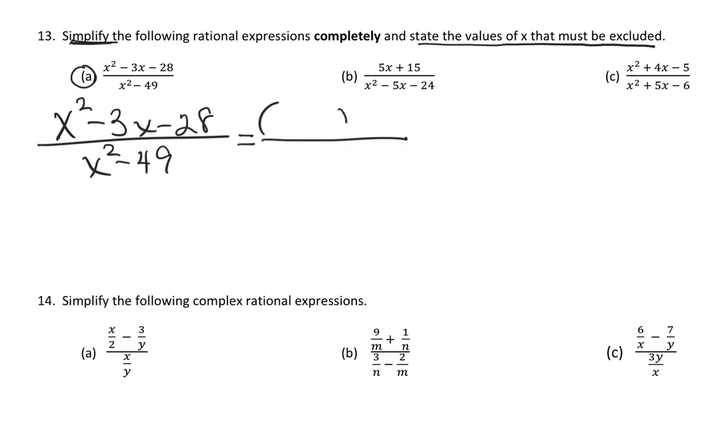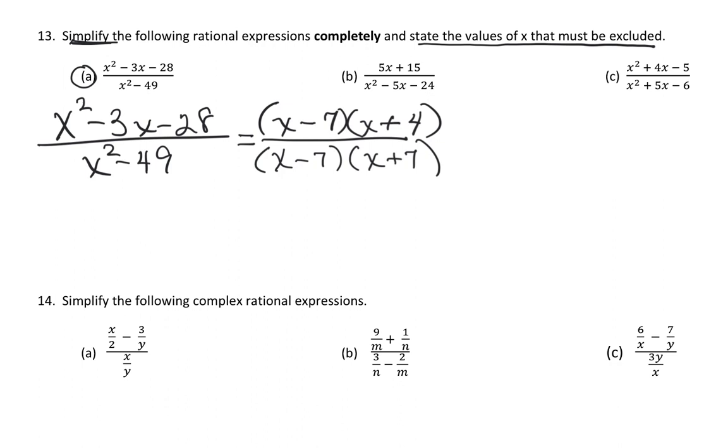Okay. Factor in the first one. We have 28, and that's 7 times 4. Okay, 7 minus 4, so there it factored. In the denominator, difference of two squares, so that's x minus 7, x plus 7. So it factored, which is good.